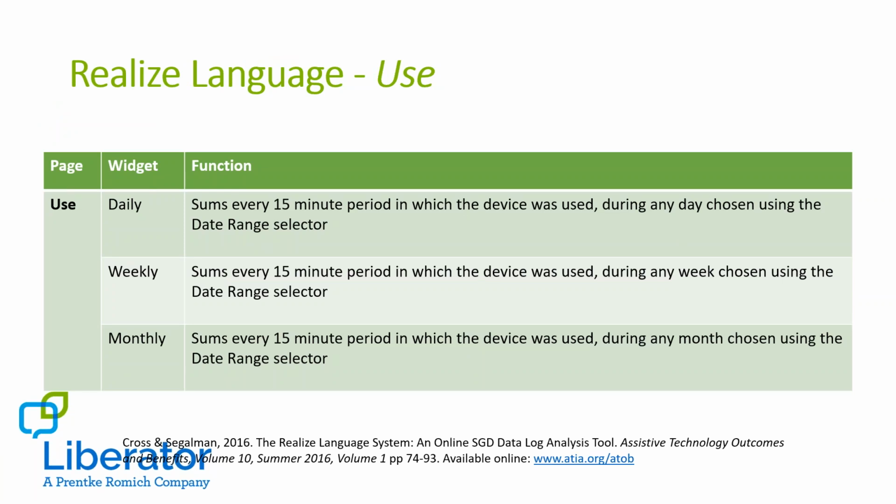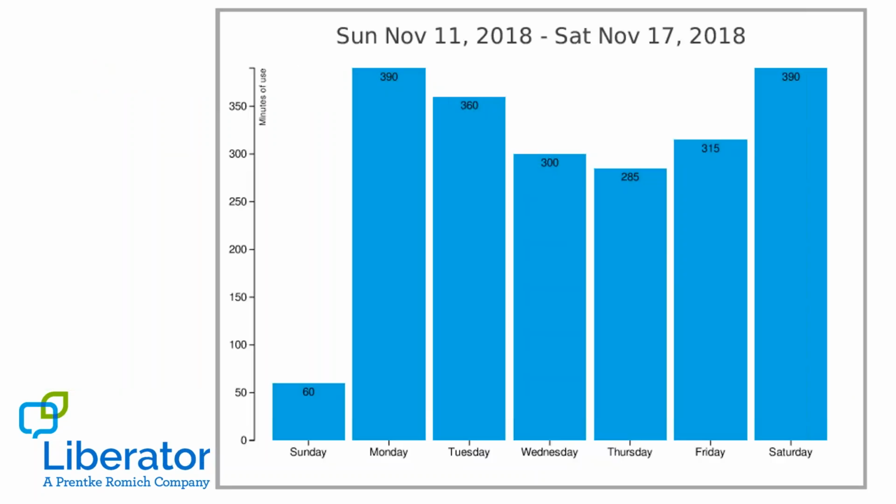data. So once we've got the data into realised language, there are a number of different ways we can look at the data and different bits that we can pull from the data. So there's this area called use, which looks at 15-minute periods, daily, weekly, monthly, gives us an overall picture of the use of the device. And this is an example of a graph that you might get when you're looking at device use.